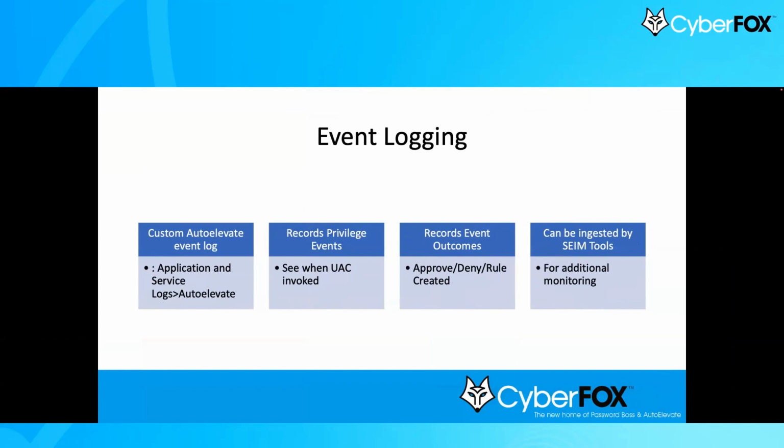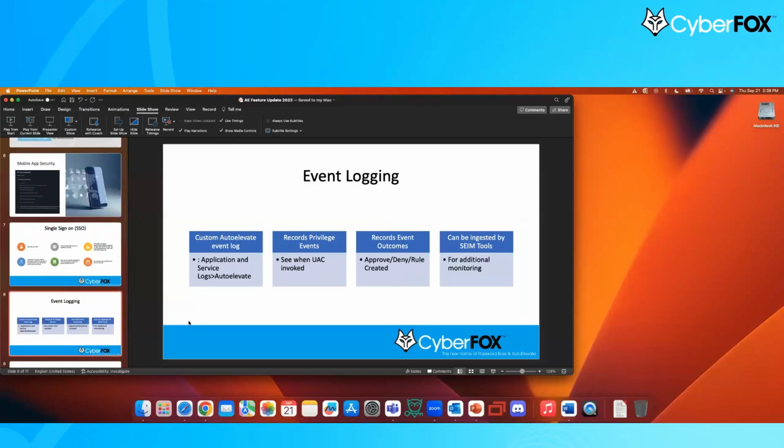So event logging. Let's talk about this. There is a new custom event log that we have added to AutoElevate. It's under application and service logs, AutoElevate. There's an errors log, and then of course our events. I'll show you those in a minute. You can see basically when UAC was invoked, and what the outcomes were: was it approved, was it denied, was the rule created. And they can be taken in by a SIEM for additional monitoring if you want to do that.